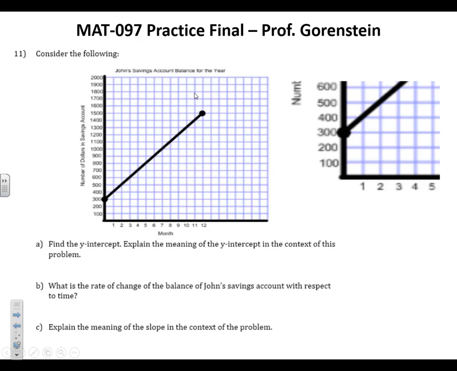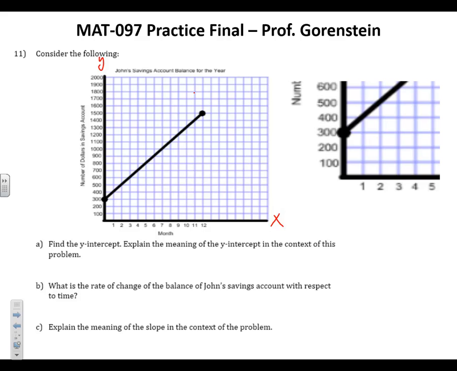In this problem, number 11, we're given a graph of a linear function with some context. The horizontal axis, the x-axis, is labeled months, 1 through 12. Obviously there are 12 months in the year, so it's maybe January through December. Our independent variable, x, remember x is independent, represents time, and our dependent variable, on the y-axis, is the number of dollars in the savings account.